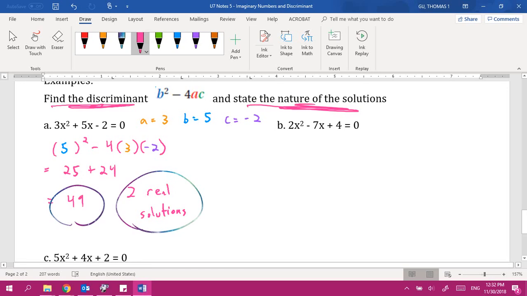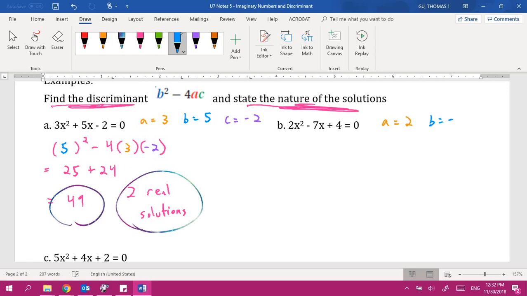So let's do number 2, or B. Is B already lined up as it should be? Yes, it is. So what is A? 2. That's right. What's B? Yes. And what is C? 4. Okay, so the discriminant is B squared minus 4 times A times C. What goes in that first parentheses? What's the next one? And the last one? That's right. So let's work this one out.